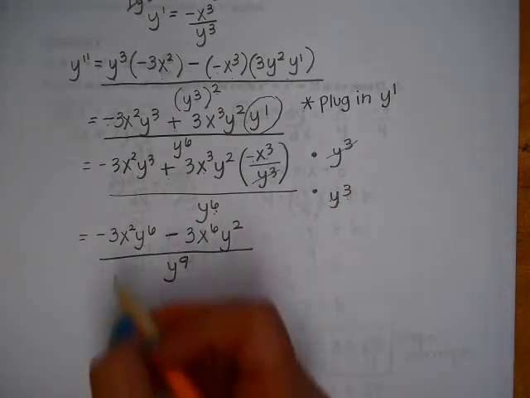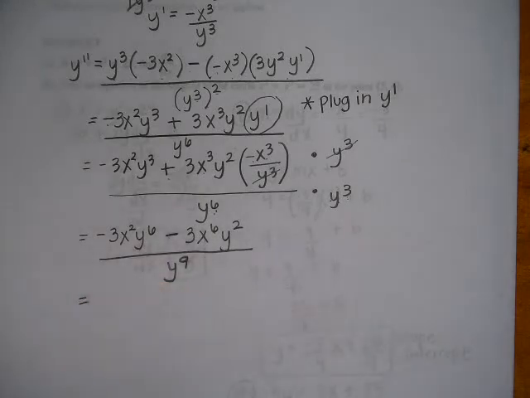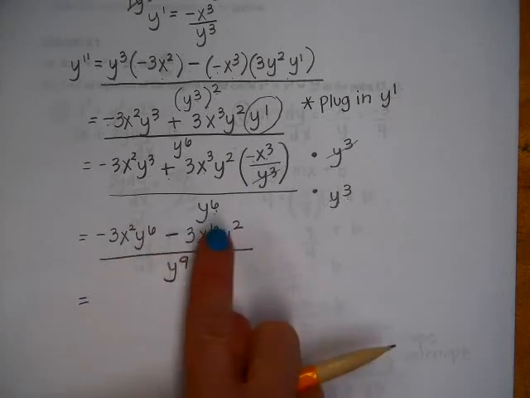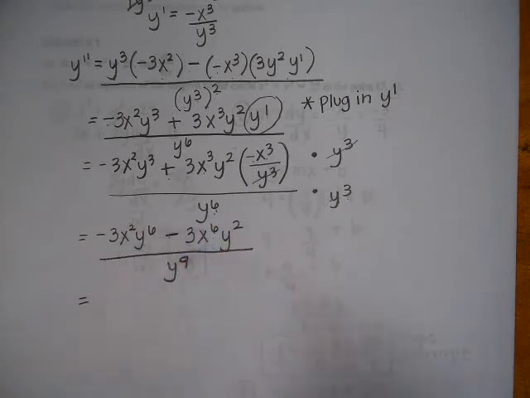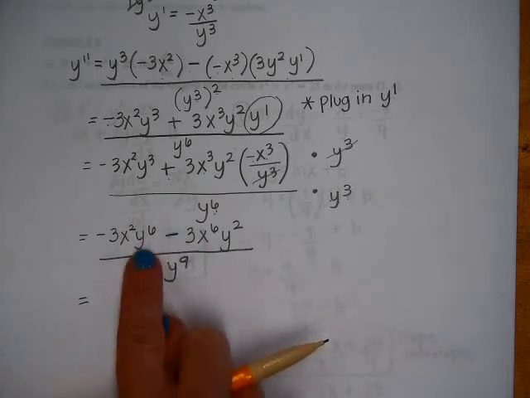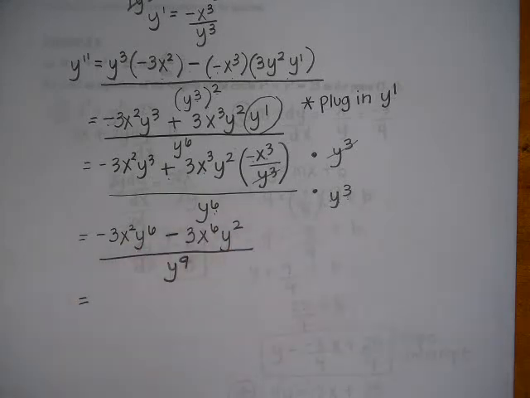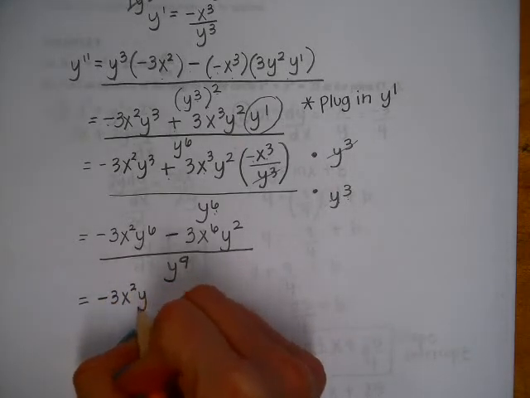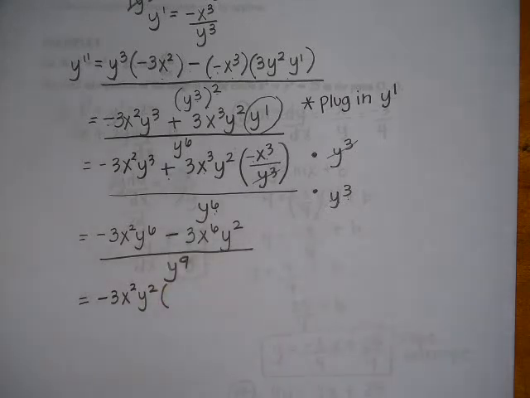Alright, now do you notice anything on the top? Do you notice any like terms? Okay, we have a negative 3 that is a like term. We have 2 x's here, 6 here, so there's 2 x's in common. There's 6 y's here, 2 y's here, so there's 2 y's in common. So this would be negative 3 x squared y squared. That's what we're going to factor out.